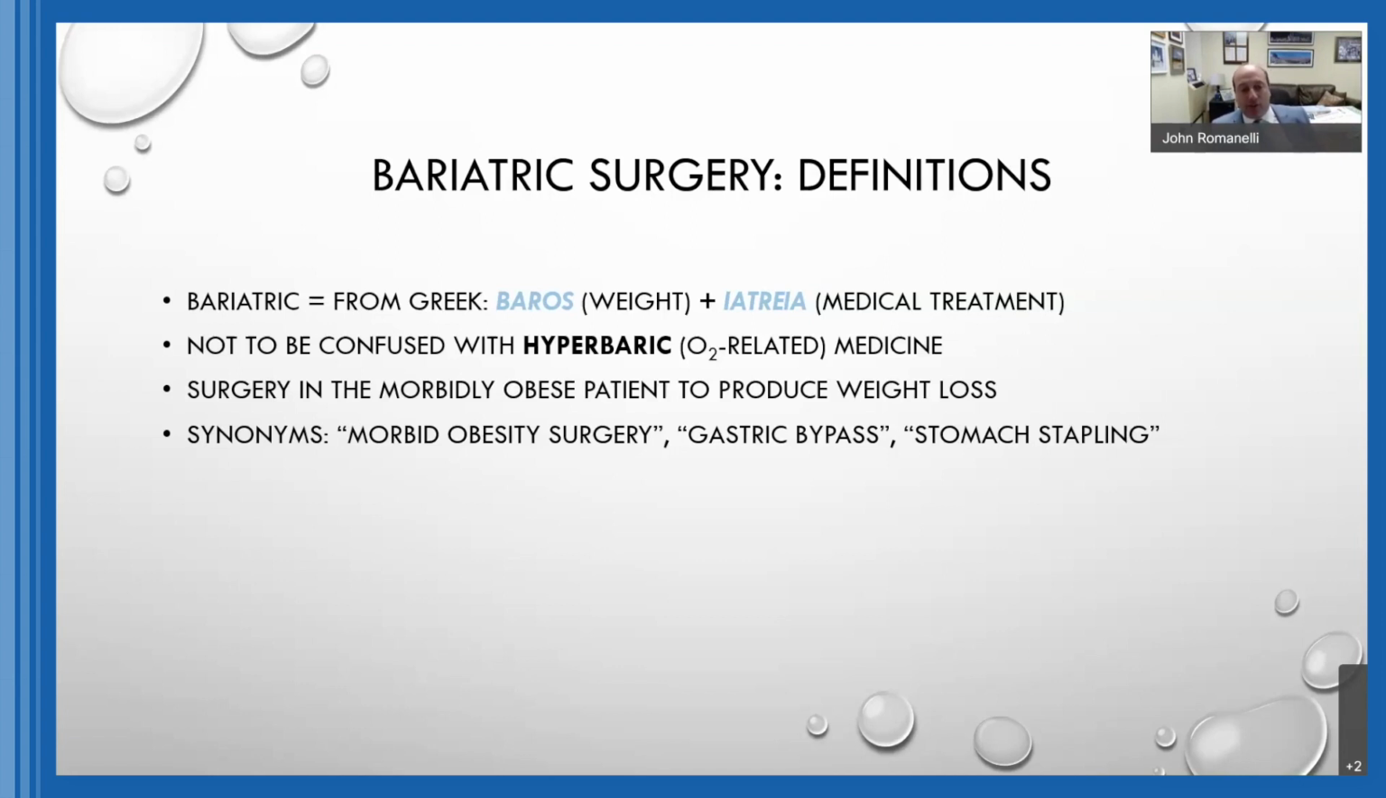And what bariatric surgery means is it's surgery in the morbidly obese patient for the express purpose of producing weight loss. So we call it morbid obesity surgery. And you'll hear gastric bypass. We'll talk about that. Stomach stapling, that's another term that's used to describe all the same thing.